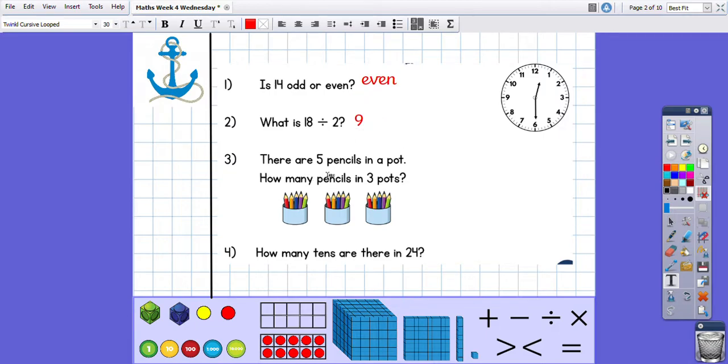There are 5 pencils in a pot. How many pencils in 3 pots? So what that is asking is 5, because there are 5 in a pot, times 3, because there are 3 pots. What is 5 times 3? You should be able to do that in your head easily. 15.